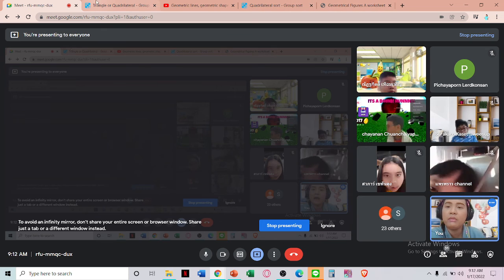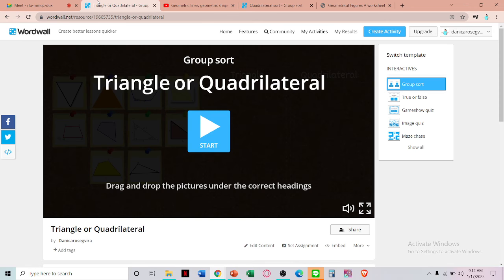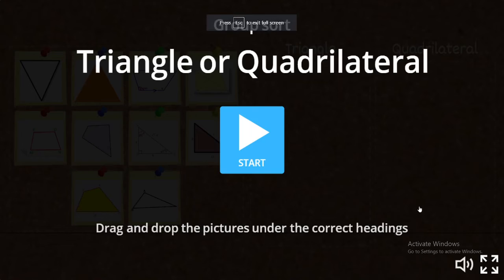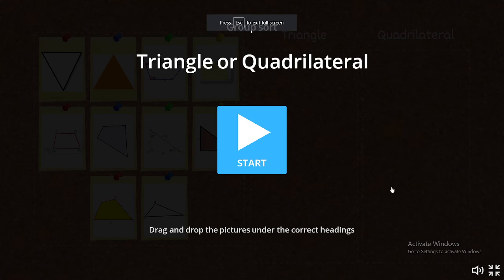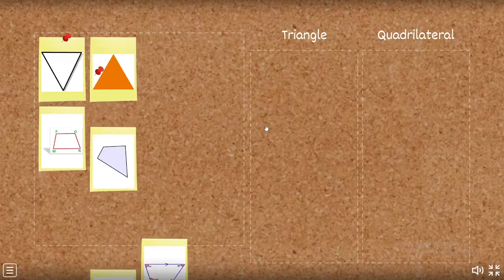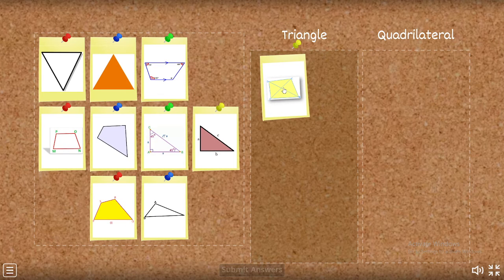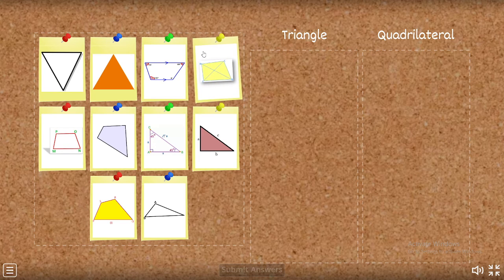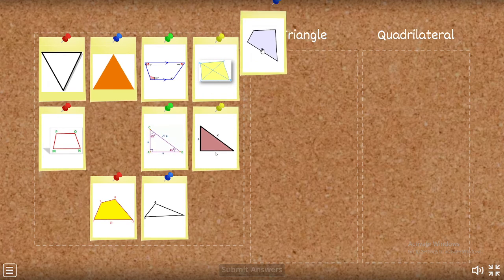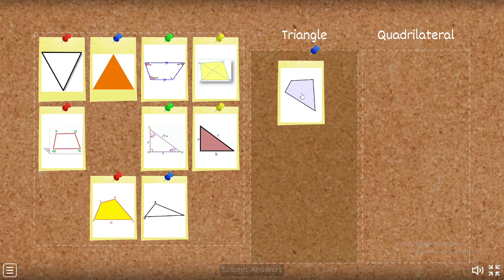Okay, let's have our word wall for today. Can you see it? Yes. Okay, we have triangle or quadrilateral. You're just going to sort them out. You're just going to bring one shape under triangle or quadrilateral. Let's have this one. Is it a triangle or a quadrilateral?